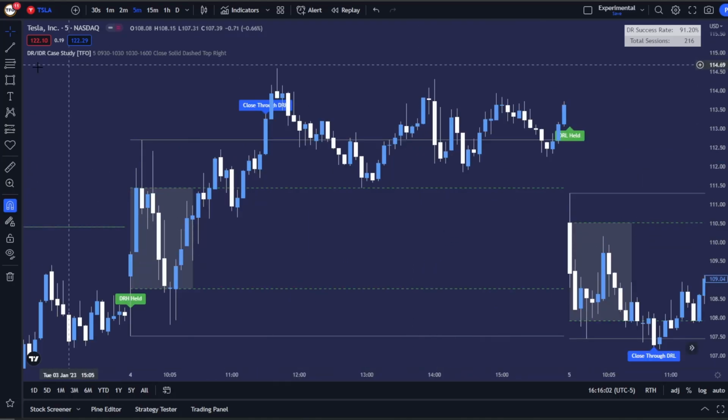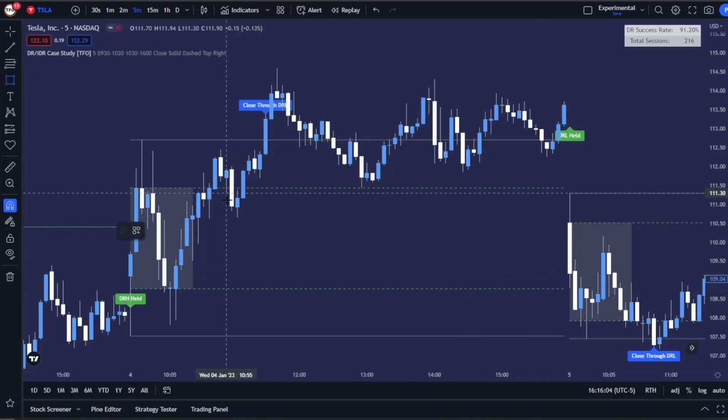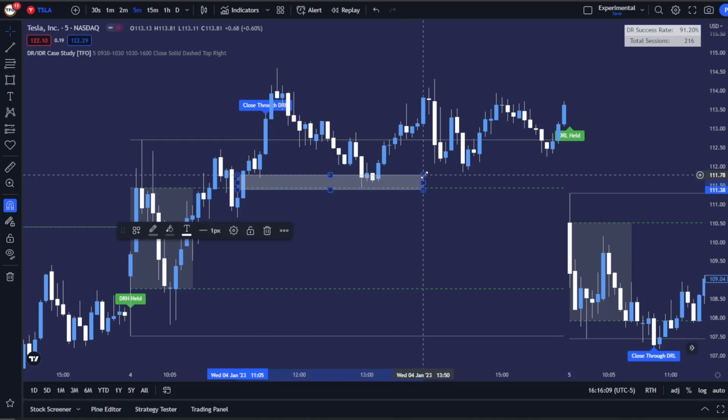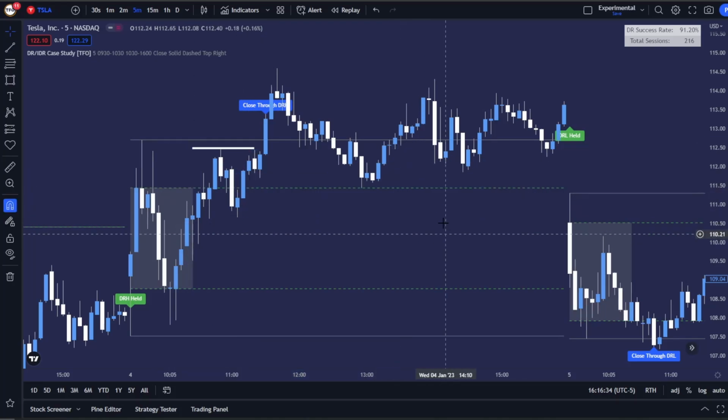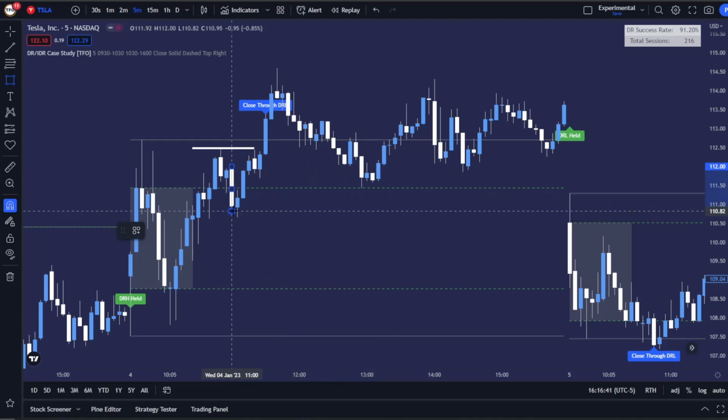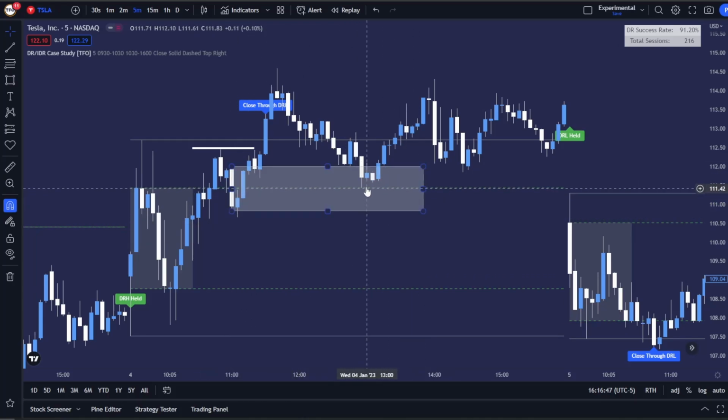And obviously you could also apply some ICT concepts for entry methods. So you have a fair value gap right here, just before this break of structure. And what's also interesting is that not only does price find support at this IDR high, but also you have what looks to be an order block right here. And the IDR high pretty much lines up with the mean threshold of this order block. So that could provide an entry on a pullback.